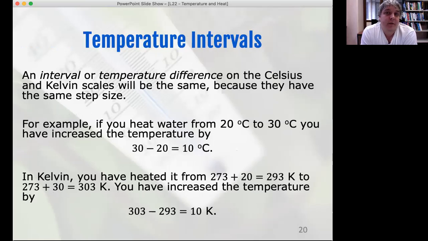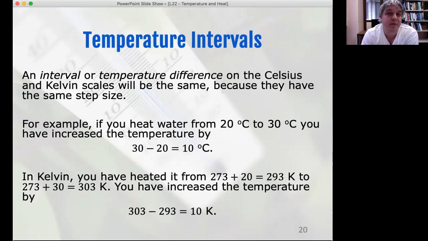The important thing to note when you're doing any kind of thermal physics, when you're switching between Celsius and Kelvin, is that the step size is exactly the same. Remember how I said Lord Kelvin said, all right, 100 degree steps between 0 Celsius and 100 Celsius. That's fine, we'll stick with that step size. That means that an interval or a temperature difference on the Celsius and Kelvin scales is exactly the same.